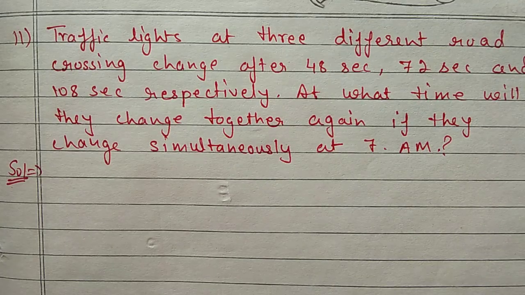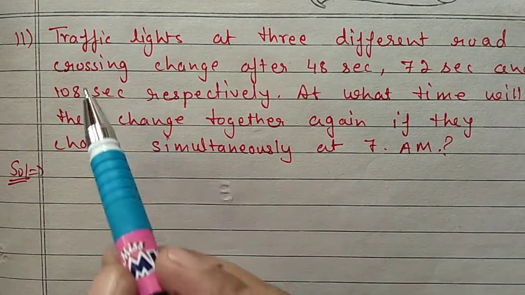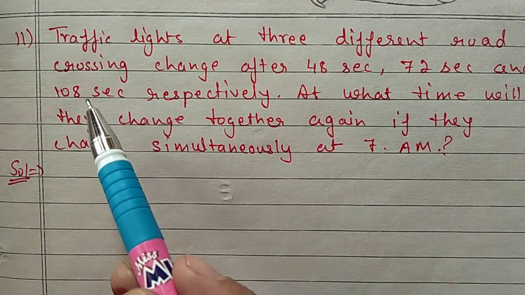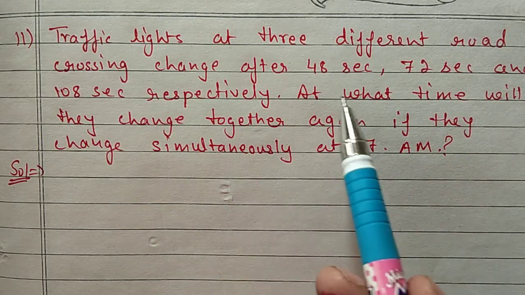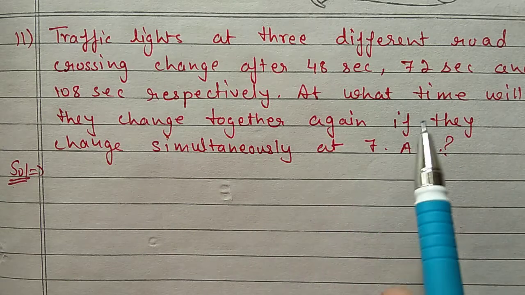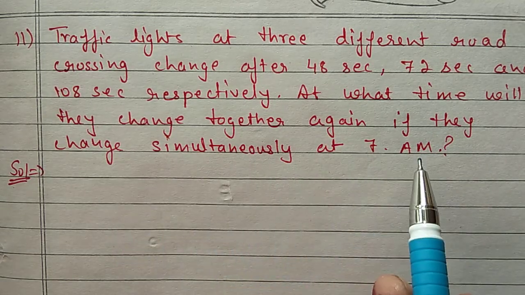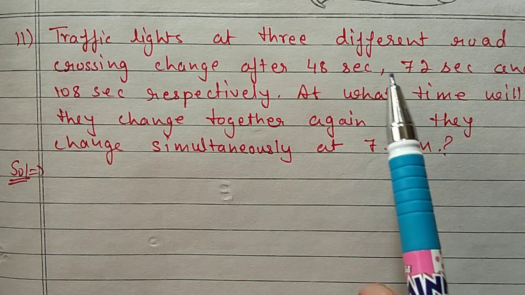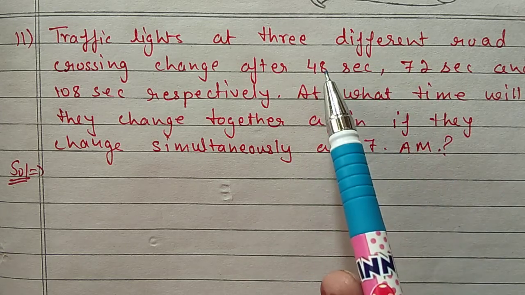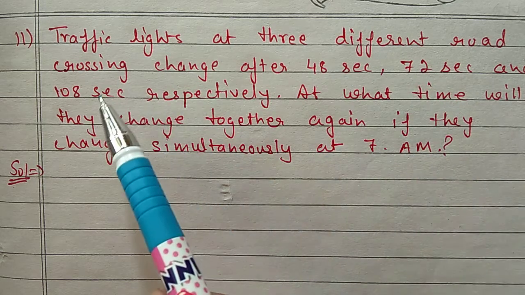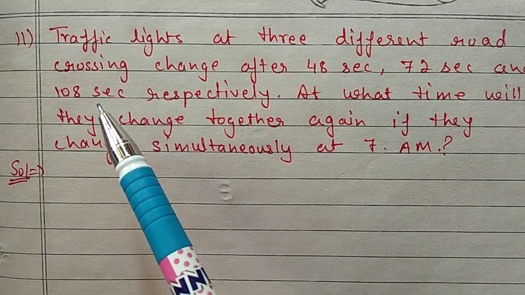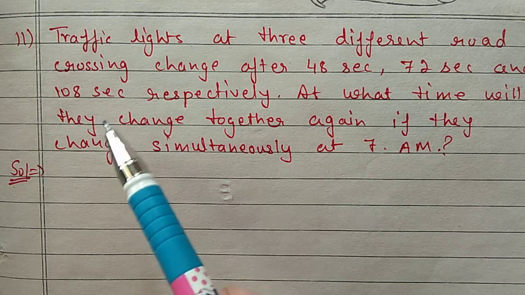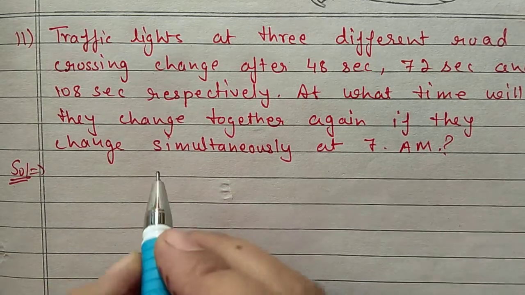Next, question number 11. Traffic lights at 3 different road crossings change after 48 seconds, 72 seconds and 108 seconds respectively. At what time will they change together again if they change simultaneously at 7 am? So we have to find when they will change together next. It means the next time should be a multiple of this and this also. We have to find the common multiple, that is the least common multiple. It means we have to find the LCM here.